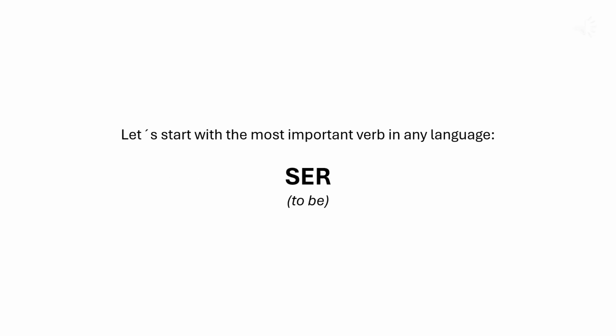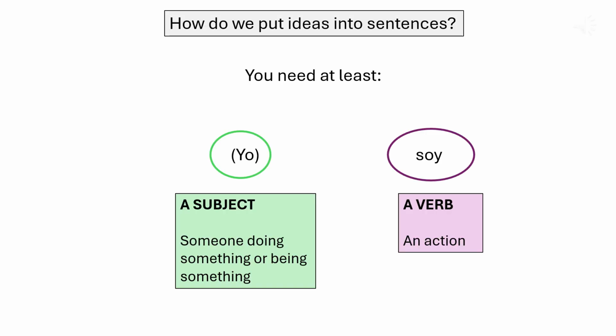Let's start with the most important verb in any language, ser, to be. How do we put ideas into sentences? You need at least a subject, which is someone doing something or being something. That would be the subject, and in this case it's yo, I. And then you need a verb, an action. In this case it's soy. Yo soy, I am.